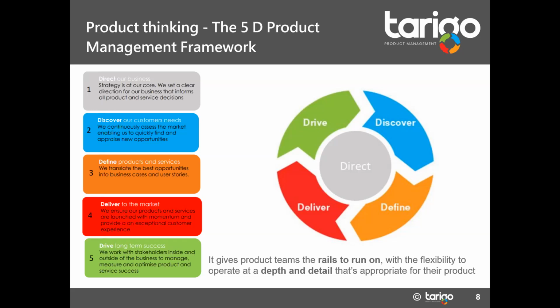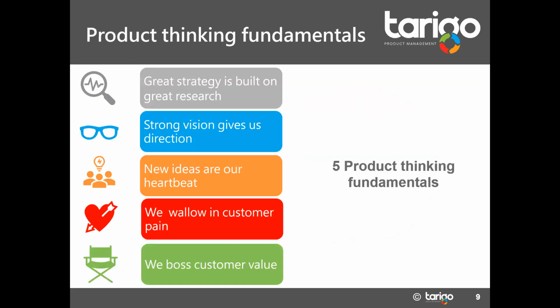What I'm going to talk us through next is just a little teaser of some of those things. So this is what I'm calling my product thinking fundamentals. And like I say, they're applicable to wherever you are within the organization. And they're really these 5 things. Great strategy built on great research. Strong vision is going to give us that direction. New ideas are going to be our heartbeat. And then we're going to wallow in customer pain, and we're going to boss that customer value.